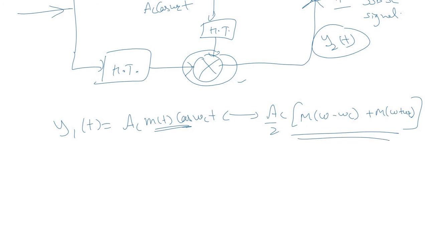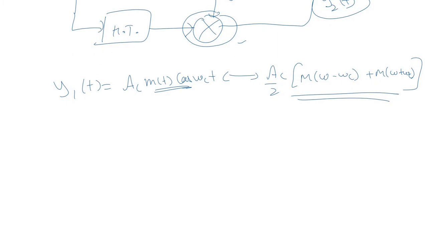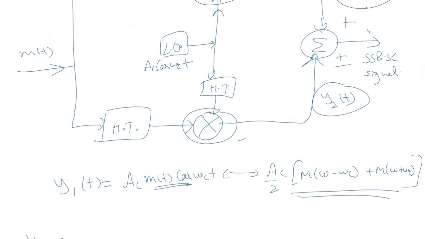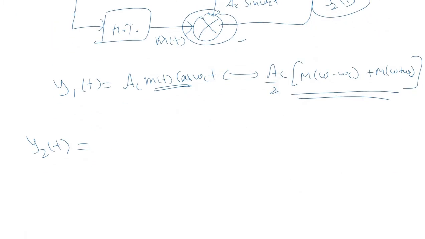So these transformations we have already seen several times now. And similarly, y2(t) is the multiplication of m hat(t) with the Hilbert transformed version of Ac cos(omega_c t), which is nothing but Ac sin(omega_c t). So y2(t) will be Ac into m hat(t) into sin(omega_c t).